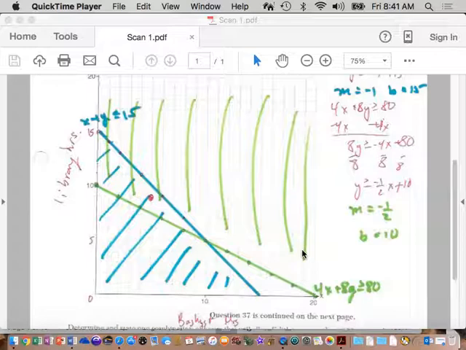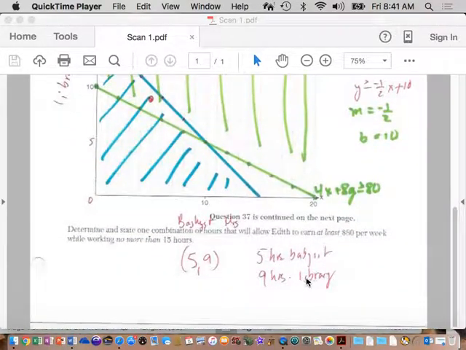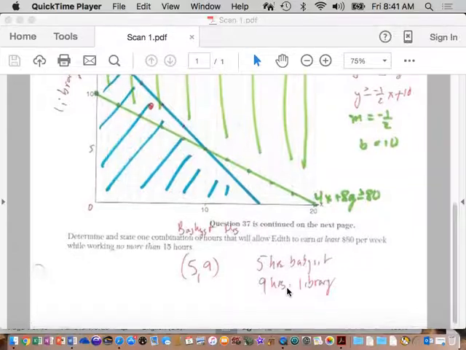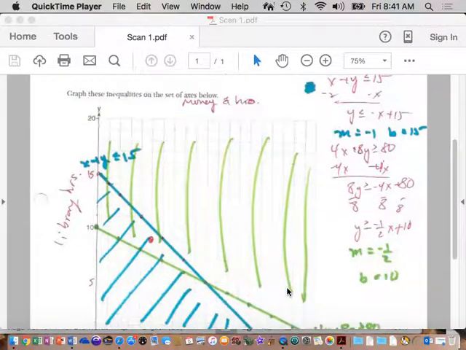And then it wants one set of values, coordinates, points, whatever, so that I satisfy the conditions of not working more than 15 hours, but at the same time making at least $80. And that's going to be the double shaded area. So I made a red dot in there. You pick any point in that double shaded area. Try to avoid the one here, because if one of these lines was broken, then it wouldn't work. So you want to go where it's heavily shaded. It's best that way. I chose (5, 9): 5 hours babysitting, 9 hours at the library. Okay? So that's how we do it.